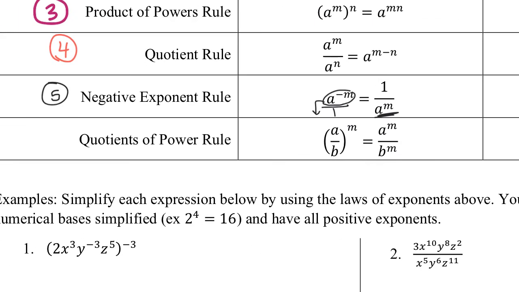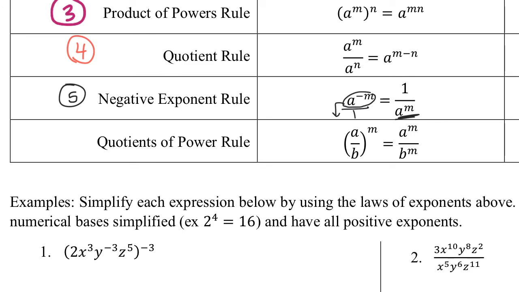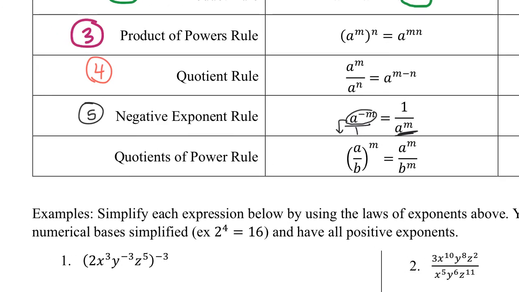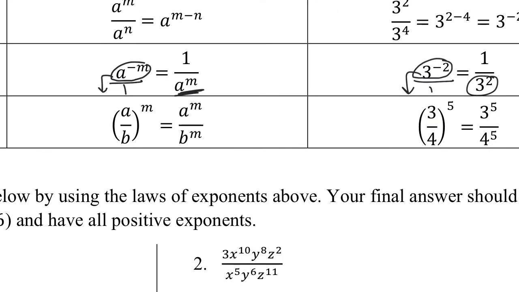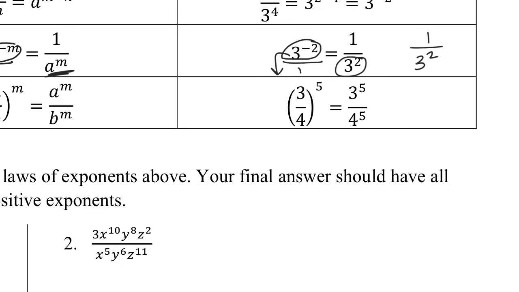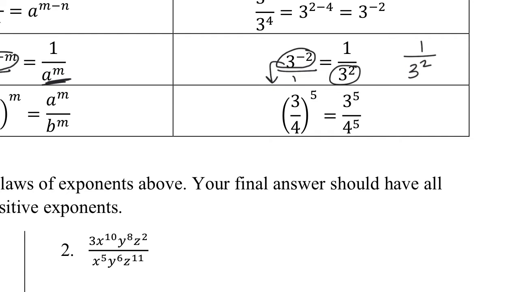It's not used all that often. It's really just an extension of the product or the power of a power rule. So if you have a fraction raised to a power, what that means is both parts of the fraction get that power. So a over b all to the m equals a to the m over b to the m. Here's our little example. 3 over 4 to the 5th basically means the 5 gets applied to the 3 and the 5 gets applied to the 4, on both.